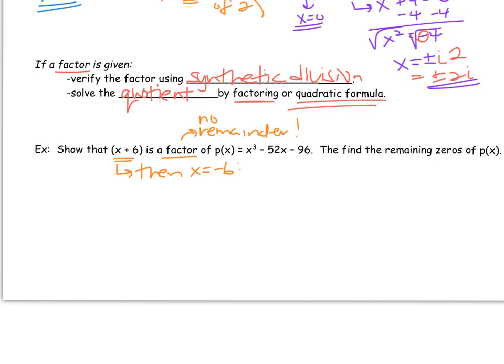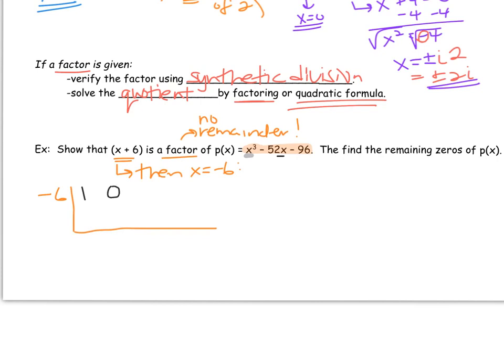So let's put that to the test. We'll put negative 6 on the outside. To draw our line for work, we'll go down and across. Looking at our polynomial, we have x cubed minus 56x minus 96. Remember, we're supposed to verify that all terms are represented. We have our x cubed term, so I'm going to put a 1 as my coefficient, but then it drops down to the x term. We're missing the x squared. This means we need 0 as a placeholder.